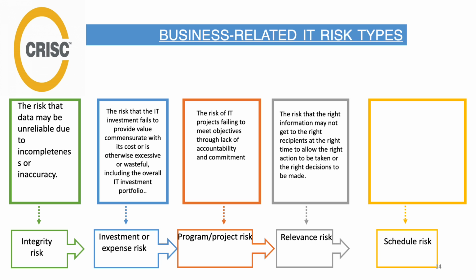The relevance risk is defined as the risk that the right information may not get to the right recipient at the right time to allow the right action to be taken or the right decision to be made. In this, the likelihood is that the right facts may not get to the right recipient at the right time to approve the right action or decision. However, relevance risk is comprised of unknown unknowns, right? We can say that it occurs as a result of everyday life.